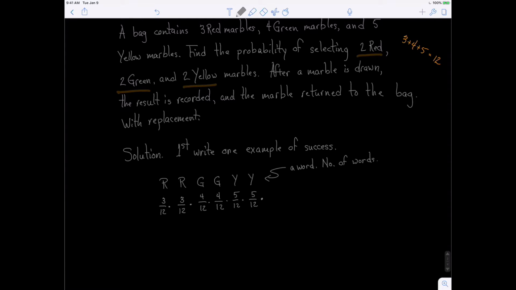Times. Now, this is only one way to succeed, but we need to make sure we get all possible ways to succeed. Well, that's the word. And notice we have 1, 2, 3, 4, 5, 6 letters, so that's 6 factorial. And then we have to divide it by 2 R's, that's 2 factorial, 2 greens, that's 2 factorial, and 2 yellows, that's 2 factorial.